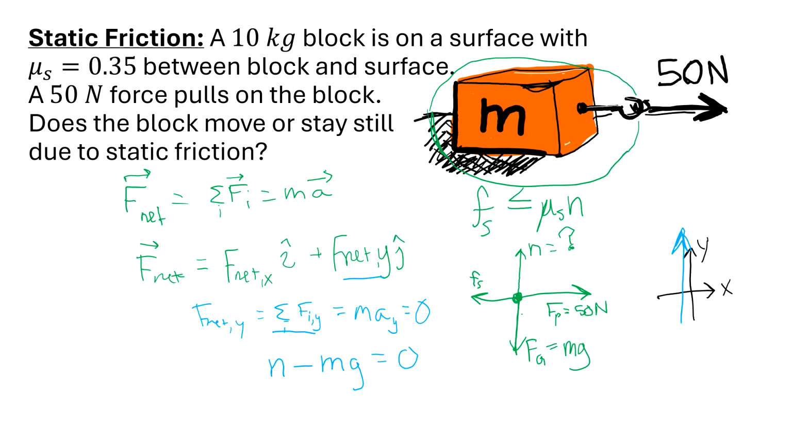This sum is N minus m g. We can just put m g on the other side, add it to both sides, and therefore N equals m times g, which is 10 kilograms times 9.81 meters per second squared, or 98.1 newtons. Kilograms meter per second squared is a newton.